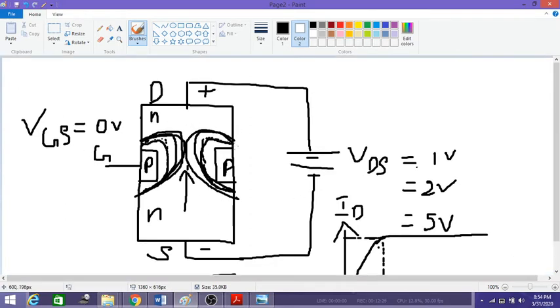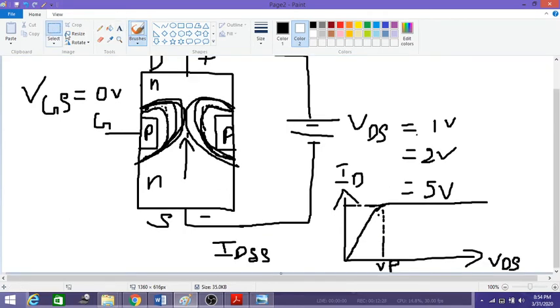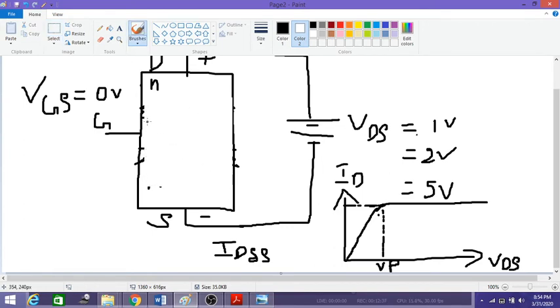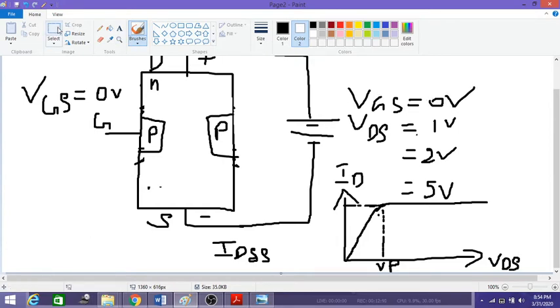So let me revise this again. Initially, let me clear this all and write your depletion region. So these are your two p-type materials which are diffused. When VDS, sorry, this is not VGS, this is VDS, is equal to 0 volts, then you can see the width of the depletion region is evenly distributed because there is no potential difference, so it is evenly distributed.